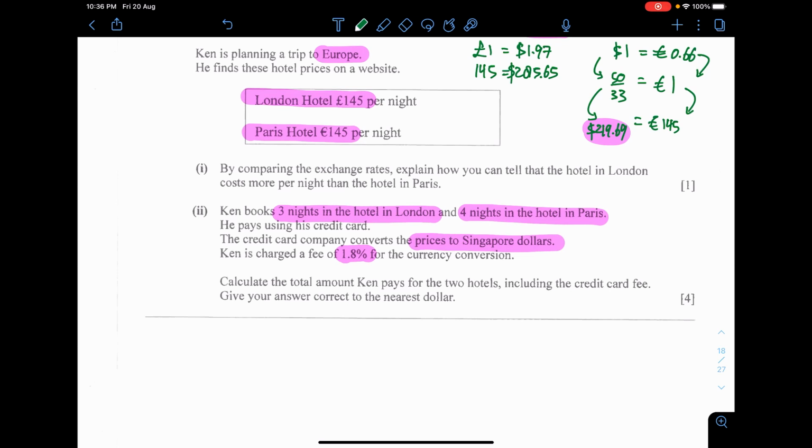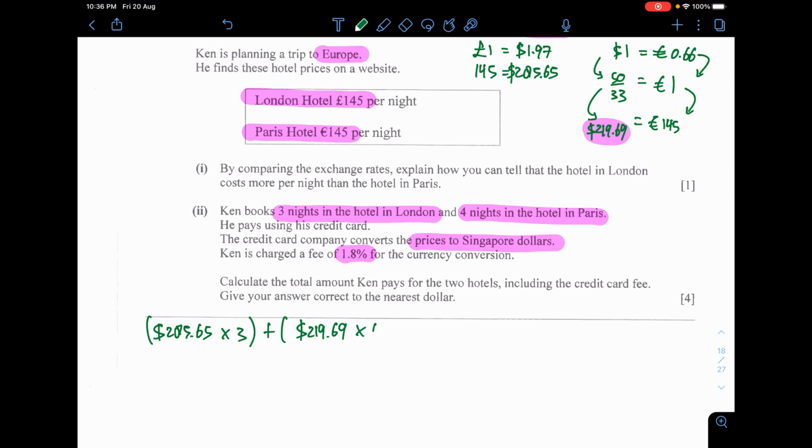Just now we have 285.65. This is the price of the hotel in London. You multiply by 3. And then don't forget to multiply by the 1.8% conversion rate, but maybe later. Let's just put it at the very end, because in the end you are going to multiply every single thing by an extra 1.8%. Just do it later.